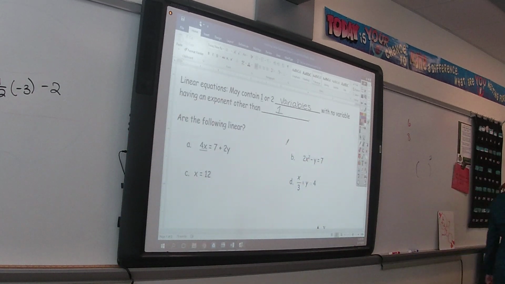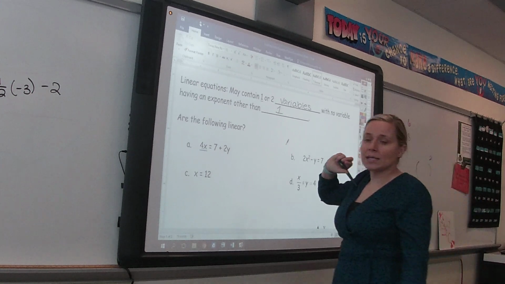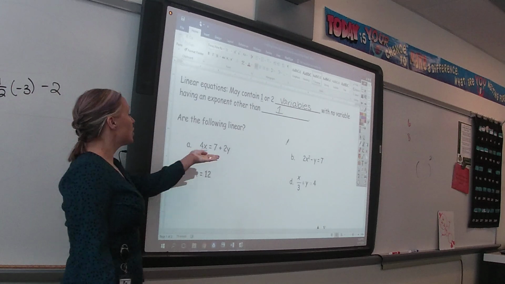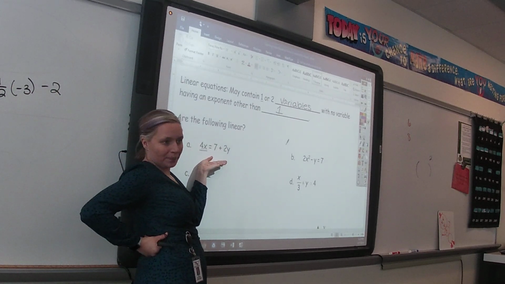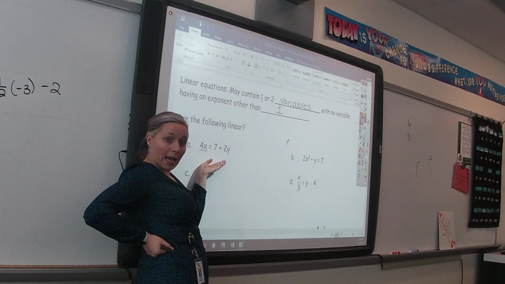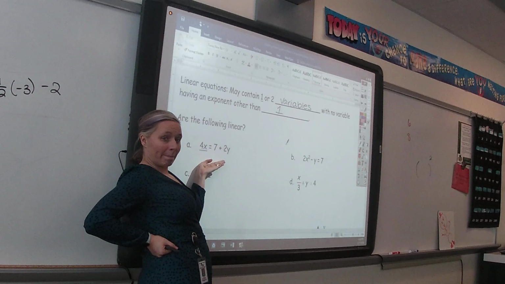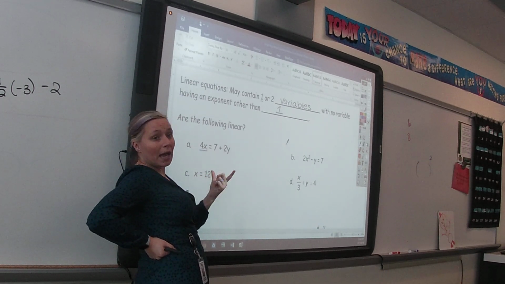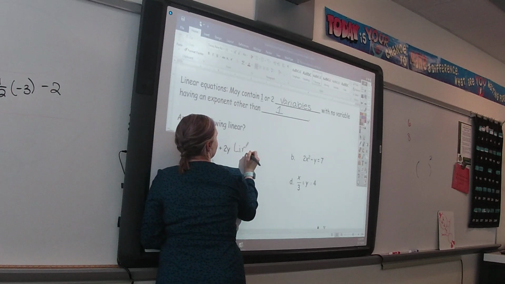What's an exponent? Squared is an example, right? That little superscript type number. So no exponent other than 1. How often do we write down an exponent of 1? Never. We don't, right? So we won't see an exponent at all. So 4x equals 7 plus 2y. Is this linear? Yes. Why do you say yes, William? Because it has two variables with no exponents. Right? We have 1 or 2. We have 2. And we don't see any exponents, so this is linear.